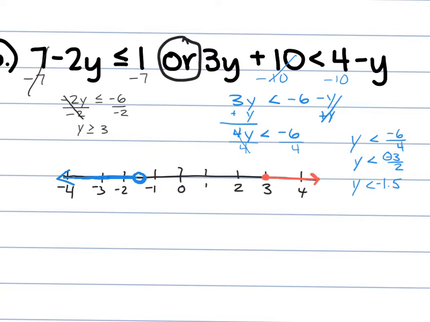So, the word said or. So if it's true for one of them, then it's true, it's not true for both of them. It just means that the acceptable answers could be here or over here. So I'm going to leave both lines there. I'm not going to erase anything because either one of those answers is acceptable because they put the word or.